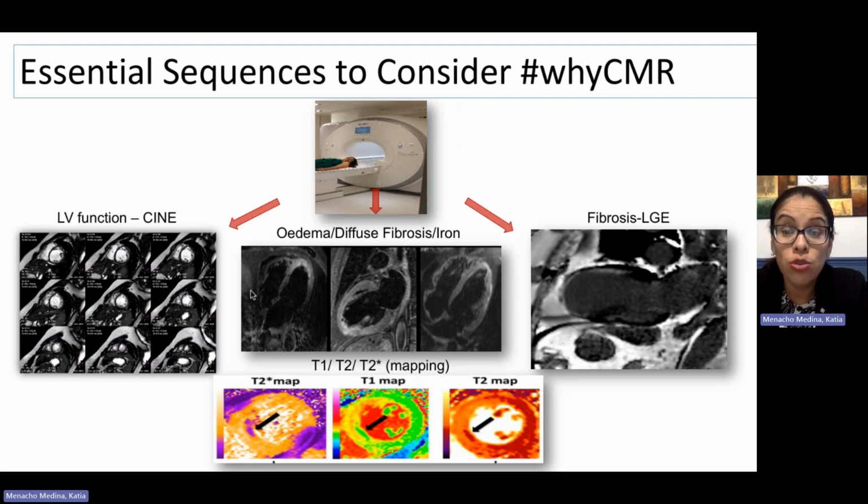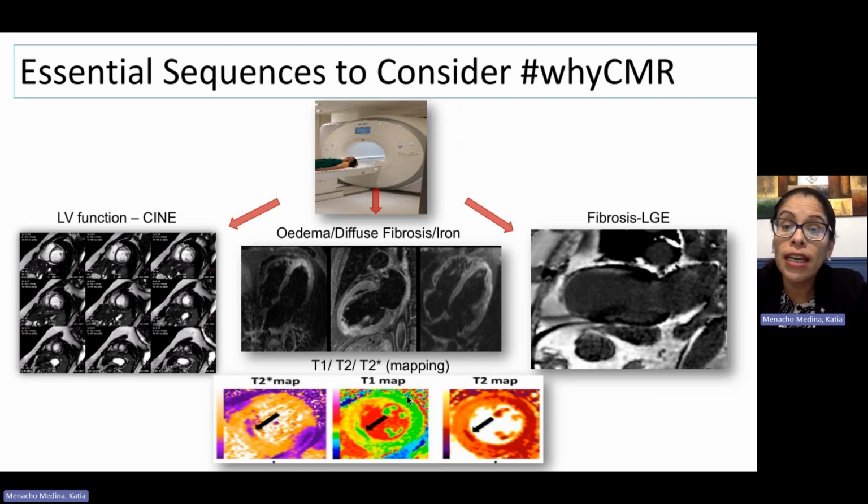Secondly is the tissue characterization that can be pre-contrast or post-contrast. In the pre-contrast, we can assess edema, diffuse fibrosis, and iron. And for that, we have several sequences and also mapping techniques. You have those available in your scanner. It will help us to assess, for example, edema with the STIR sequences, iron with the T2 star sequence, and also diffuse fibrosis, in this case with T1 mapping.